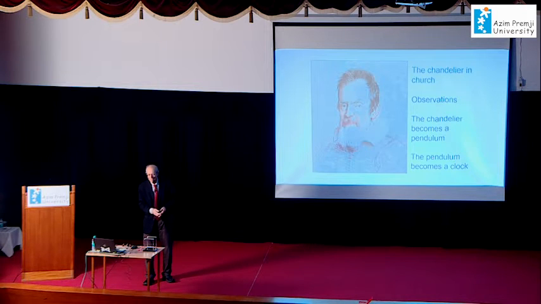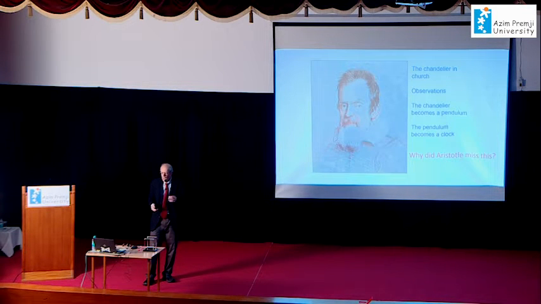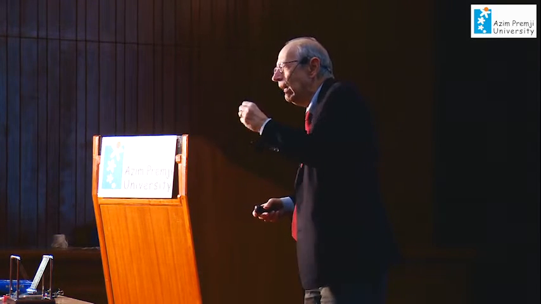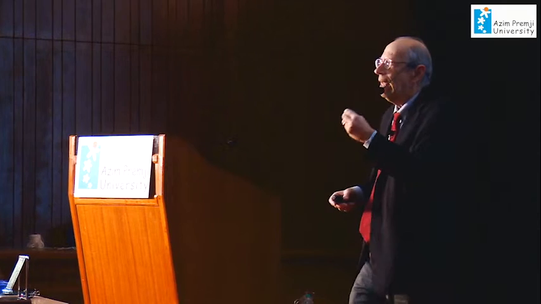They didn't have clocks. So the question we ask is, why didn't Aristotle do this? Because Aristotle also studied pendulums. And Aristotle was a brilliant mind. Why did he not make these same conclusions as Galileo?